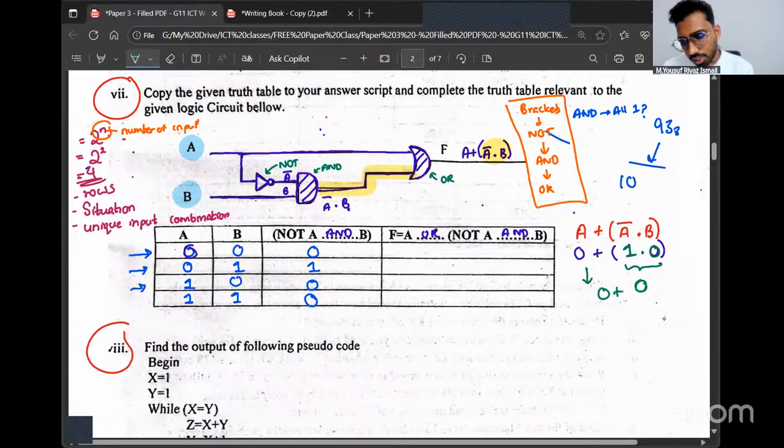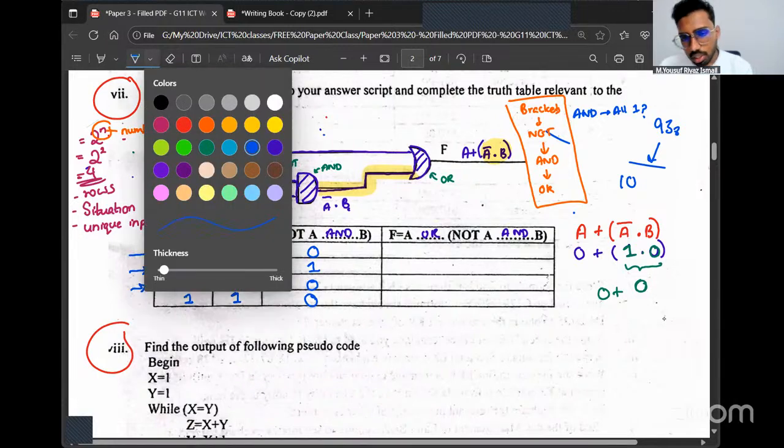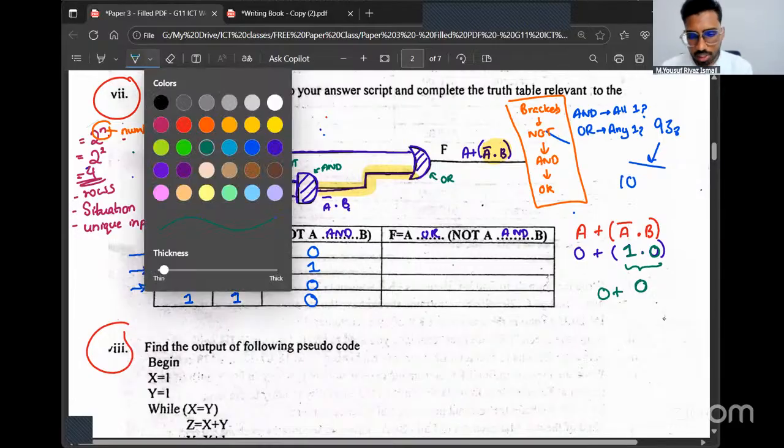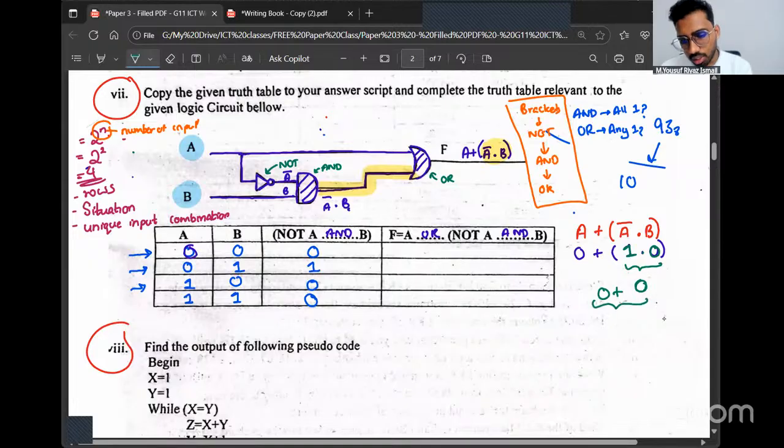So it's 0 plus 0. The OR gate goes and checks, is any of the inputs 1? The AND gate goes and checks, are all the inputs 1? The OR gate checks, is either one of the inputs 1? If you see the right hand side and left hand side of this plus symbol, is any of the inputs 1? Again, no. So the result of this is going to be 0. Brackets, NOT, AND, OR. That's the order to follow.